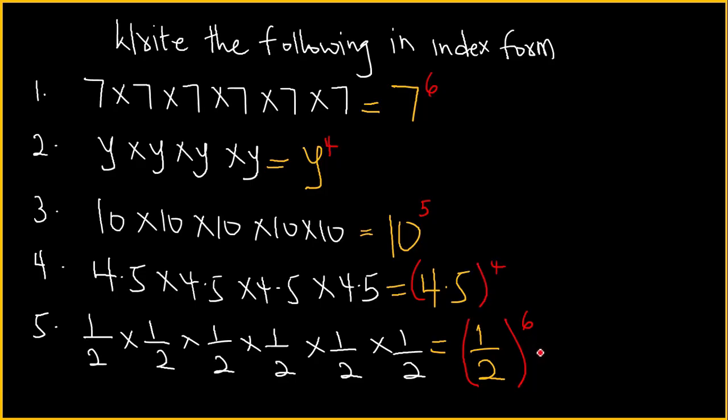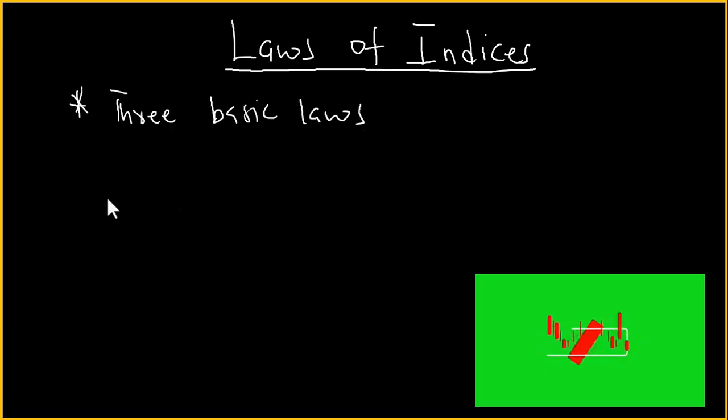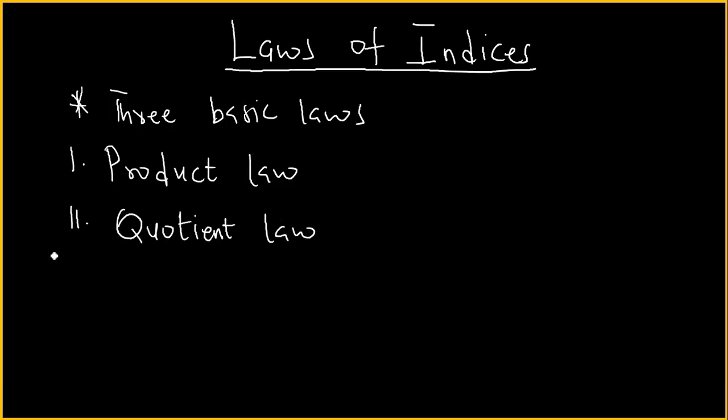We are moving on to the laws of indices. There are 3 basic laws. Now the first law, called the product law. The second law, called the quotient law, and the third law, called the power law.